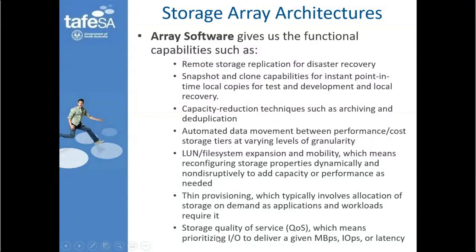With our storage architecture, we can also have what's called storage quality of service. You've probably heard of the term quality of service, which is like prioritization of some protocols over other protocols through the network. But in this case, storage quality of service means we are prioritizing IOs to deliver a given megabytes per second or IO per second or latency to the particular virtual machine's hard drives. So we can say these are important virtual machines, they get higher priority.